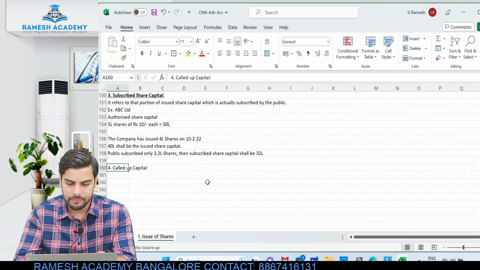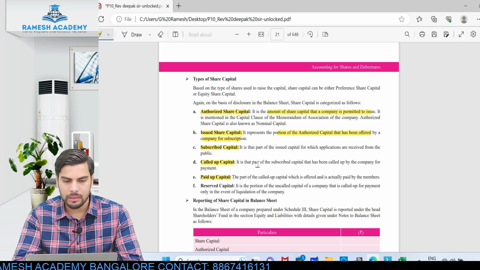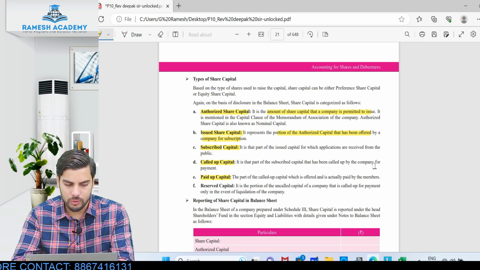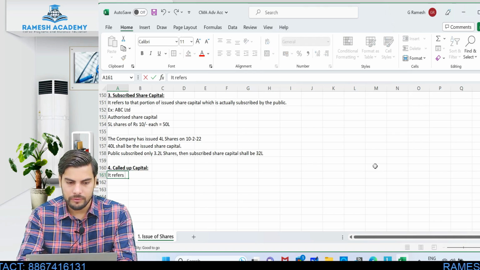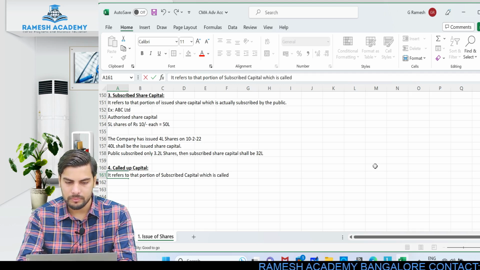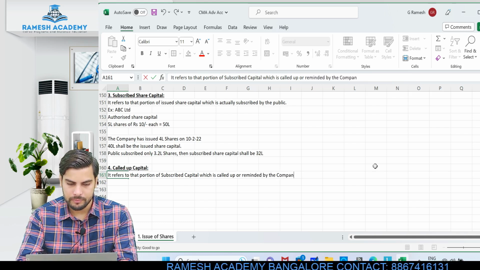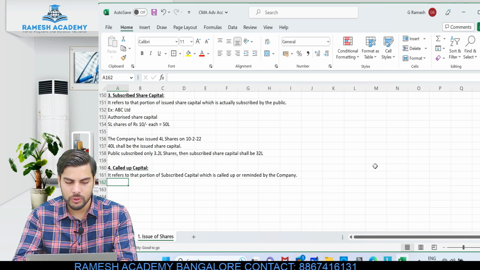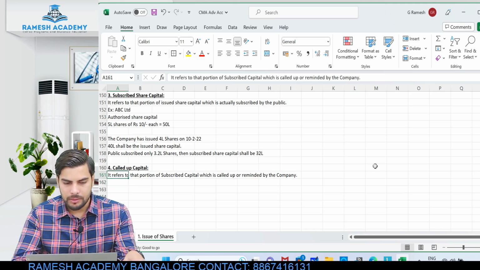So the next two things are called up capital and paid up capital. Look at this called up capital. It is that part of subscribed capital which has been called up by the company for payment. The company will be making a reminder to the shareholder that this is the amount which is due from you. So it refers to that portion of subscribed capital which is called up or reminded by the company.